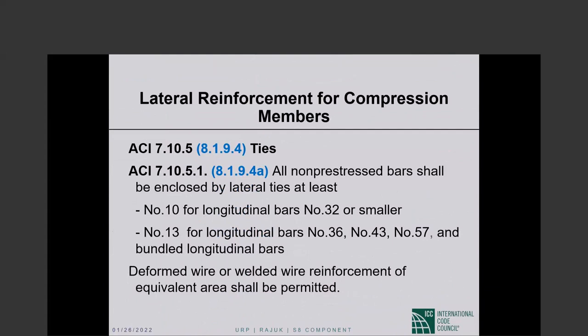So we are now talking about column ties. All non-pre-stressed bars shall be enclosed by lateral ties at least. I don't have a feel for these numbers because they have been converted, but we all know them by heart. So number 10 tie size for longitudinal bars, number 32 or smaller. Number 13. So in our case, number 4 for longitudinal bars, number 36, 43, and 57. So this is number 11, number 14, and, I don't know the 57. Anyway, for the large bars, the minimum tie diameter is half an inch, 13 millimeters.